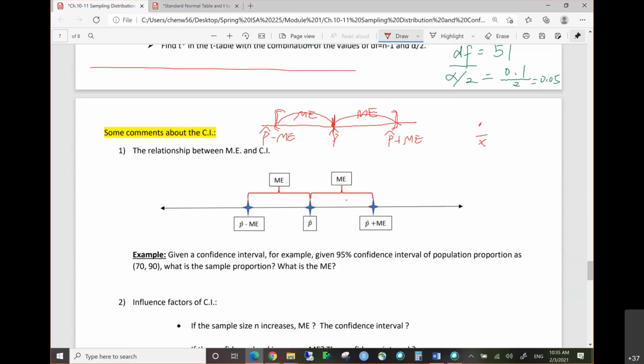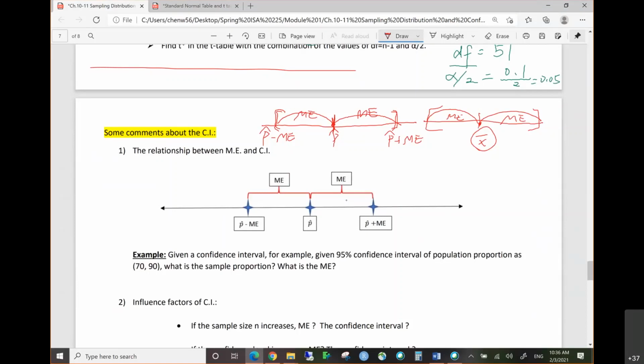So that means if I have the confidence interval for the population proportion, you can use this confidence interval to get the sample proportion and the margin of error, right? Similarly, for the sample mean, once you have the sample mean, you add a margin of error to the right, you subtract a margin of error to the left, then you have this confidence interval for the population mean. And then you can also calculate the sample mean and the margin of error, right?